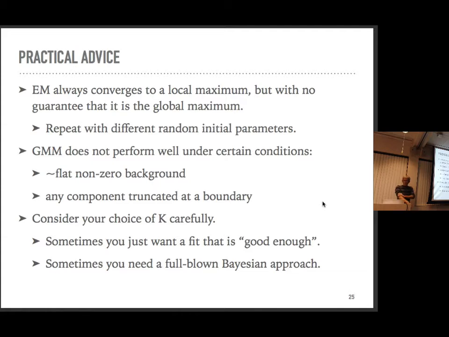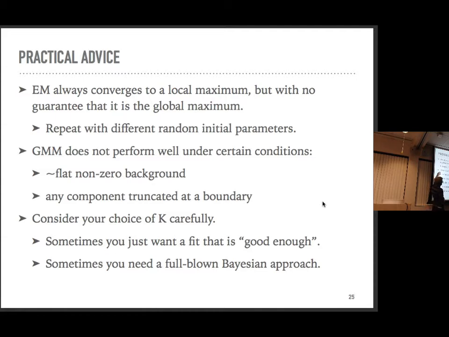So the expectation maximization always converges to a local maximum. So that's great. Every step you take always moves you closer. But you're going to a local maximum, and you have no guarantee that it is the global maximum. And so that's why sklearn retries. The algorithm is so fast that it just retries 20 times and then remembers the best maximum that it's found so far. So the advice here is to repeat with different random initial parameters. By default, sklearn already does that for you.